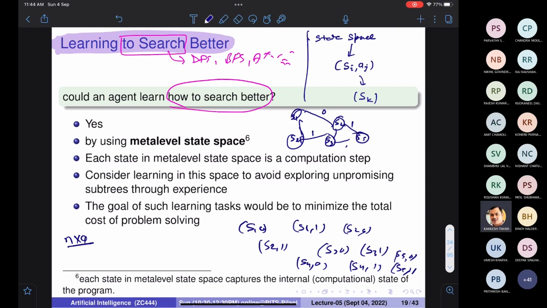Please let me know if you don't understand. Nobody is speaking. Am I audible? Harshal, please explain again, sir. Okay, so I am going to explain again, okay?